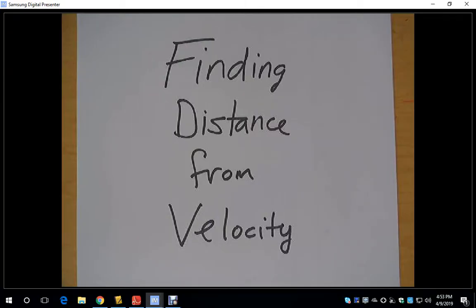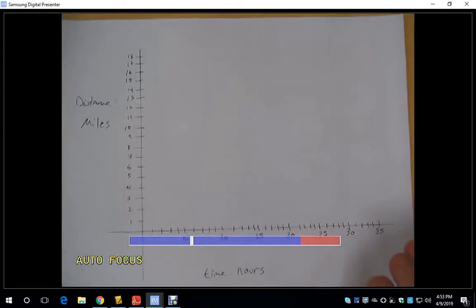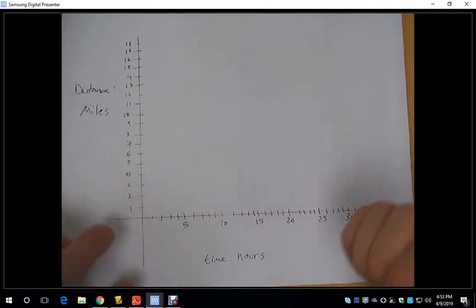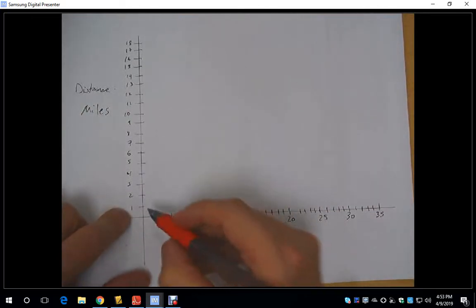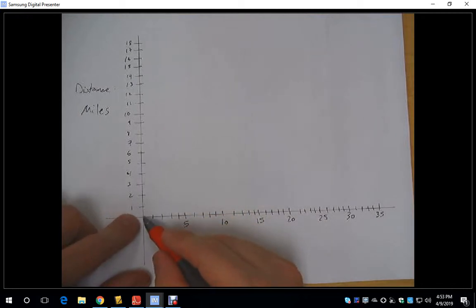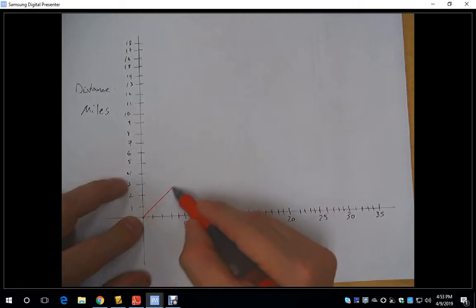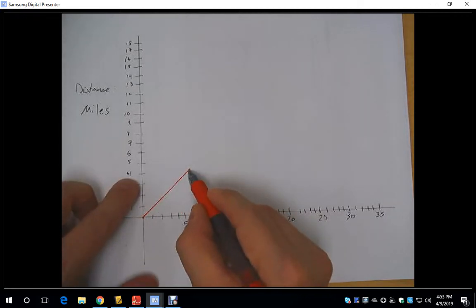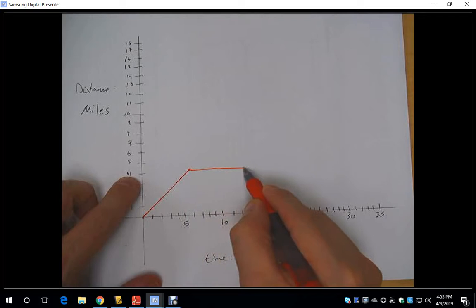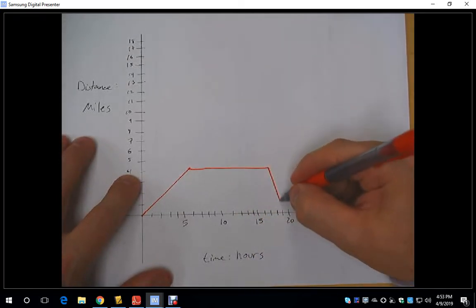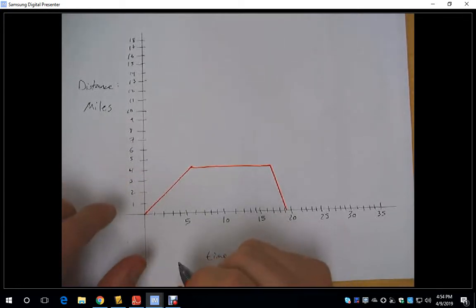In this video, I'm going to cover finding distance from velocity. So I'm going to just take a step backward to explain the direction I'm going to go. Let's say that I have some graph that has distance over time, and let's say that I'm at home and I travel to work, and then after I get to work, I'm going to stay for a certain amount of time before I hurry home. Let's say that I go home a little bit quicker.